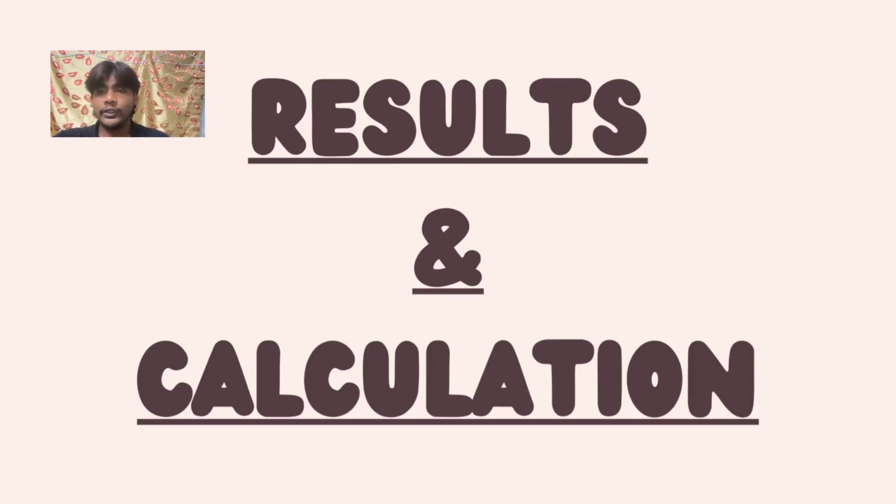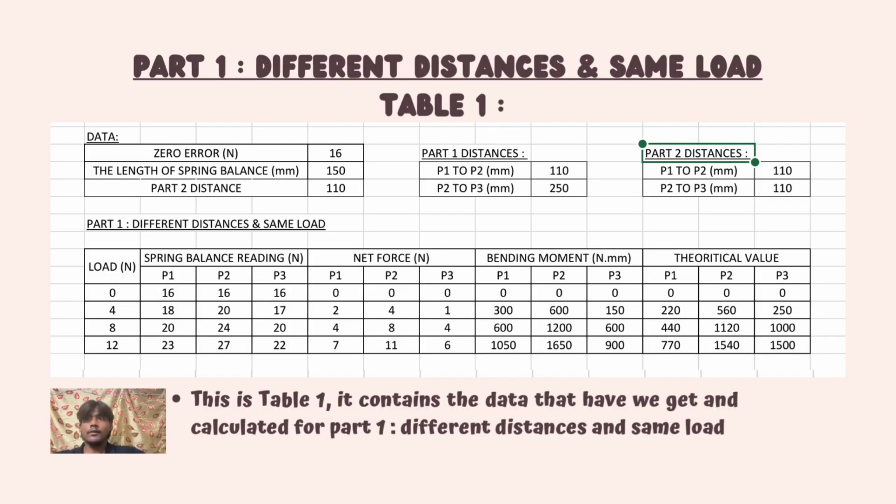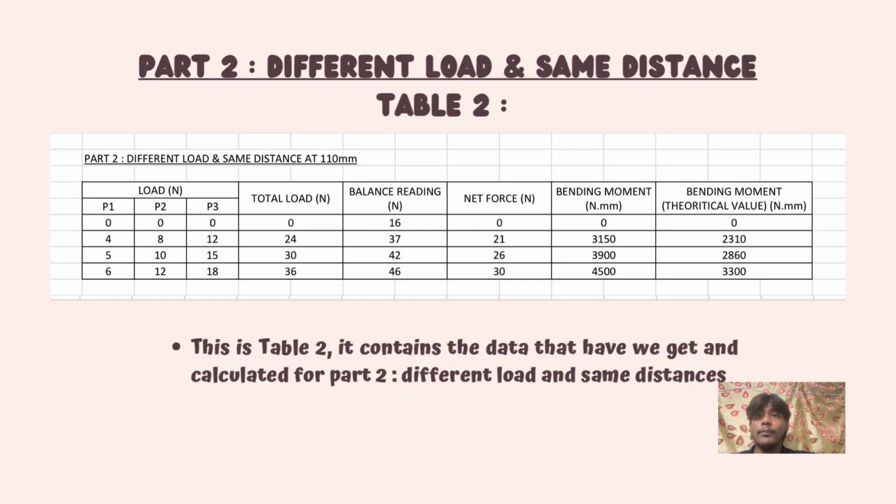Next, we move on to the results and calculation part. For part 1, different distance and same load. This is table 1. Table 1 contains the data that we obtained and calculated for part 1, different distance and same load. For part 2, this is table 2. It contains the data that we obtained and calculated for part 2, different load and same distance.